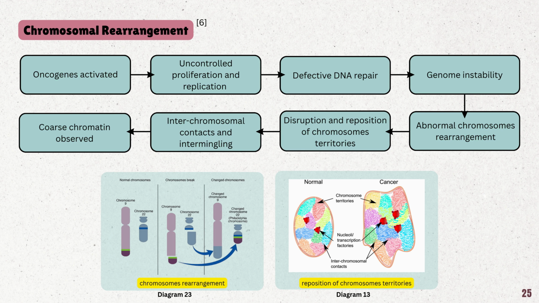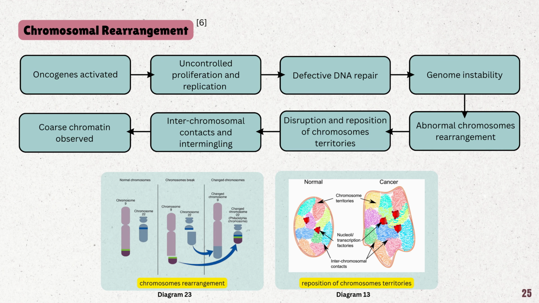This rearrangement disrupts the normal position of chromosome territories. Some chromosomes move toward the nuclear periphery, while others shift toward the nuclear center, resulting in chromosome territory repositioning. As chromosome territories become disrupted, interchromosomal contacts and intermingling increase because chromosomes are brought close together. Over time, this abnormal intermingling causes the chromatin to become compact and irregular. Under the microscope, this appears as coarse chromatin.